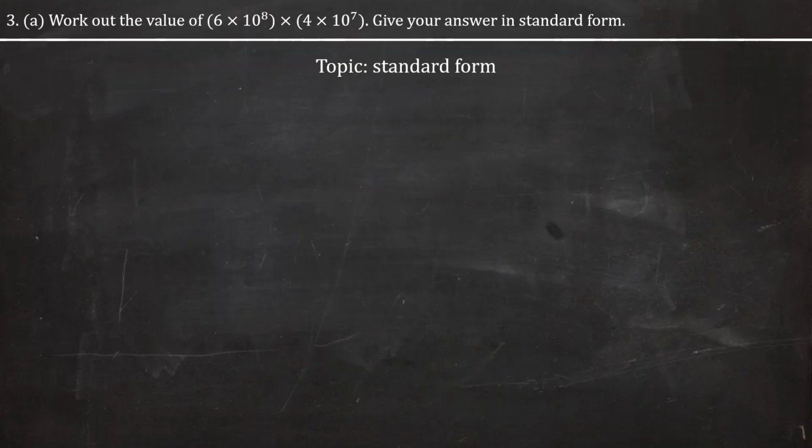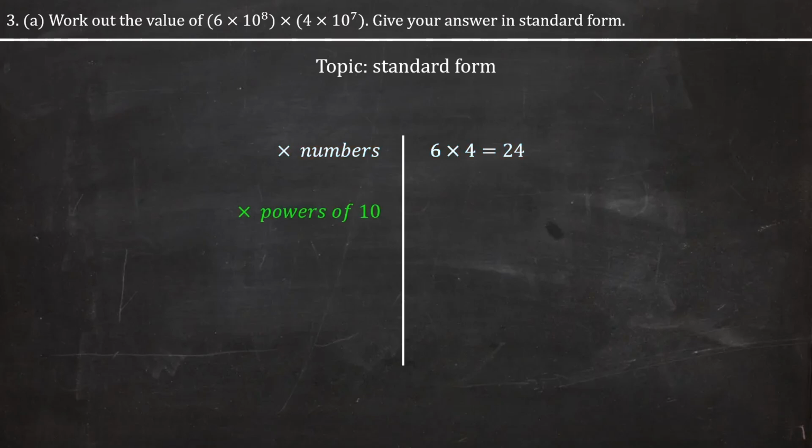Question 3, we have a standard form question. So first we're multiplying, so we're going to multiply the numbers first. 6 times 4 is 24. We're going to multiply the powers of 10 second, so 10 to the 8 times 10 to the 7. When you're multiplying, you add the powers, so that's going to be 10 to the 15. Put them all together, so 24 times 10 to the 15.